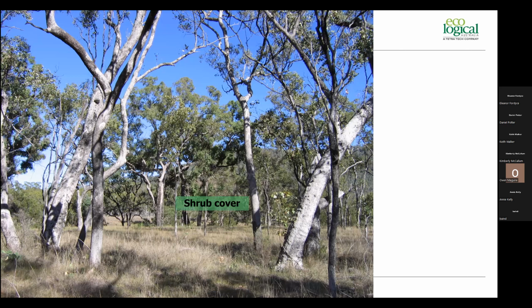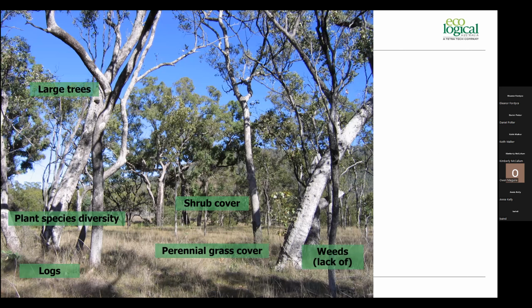we came up with, and I think everybody's probably pretty much aware of all these now. Shrub cover, large trees, plant species diversity, logs, perennial grass cover, a lack of weeds, like no exotic species. This is a benchmark, beautiful poplar box site out at Carnarvon Station too, in case you're wondering. Tree height and organic litter, and tree cover.